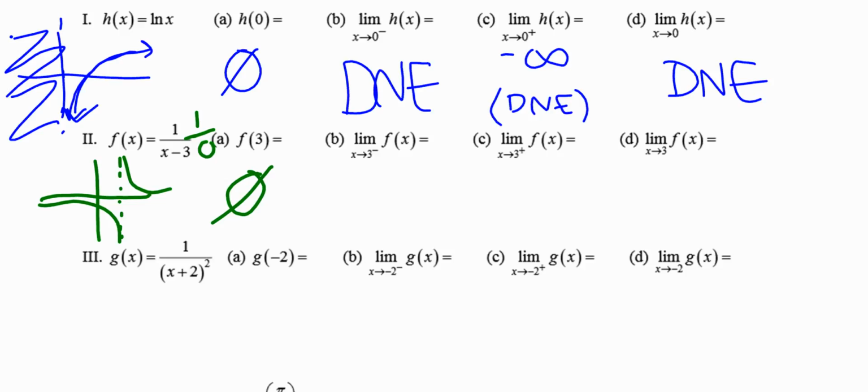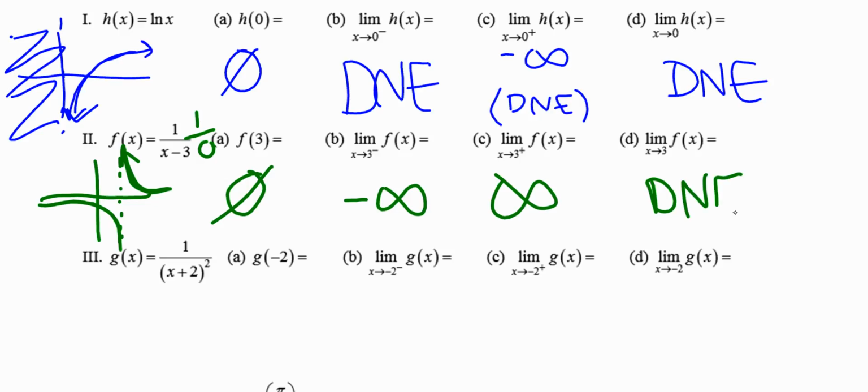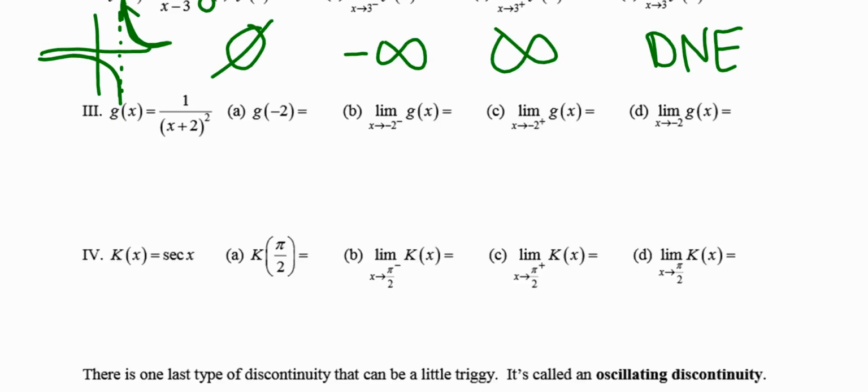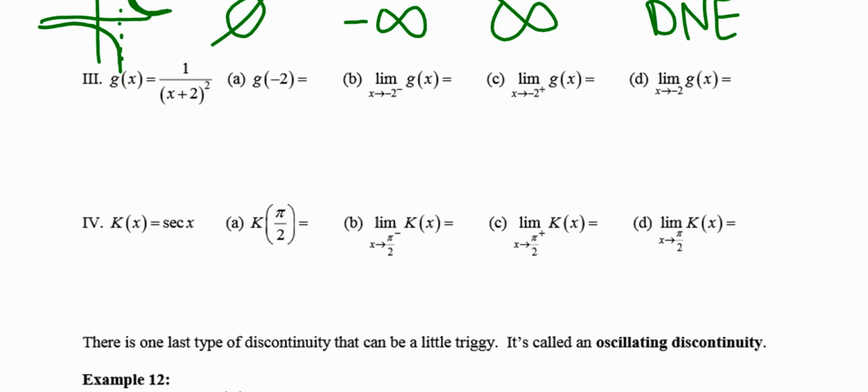So as x approaches 3 from the left side, we get negative infinity. As x approaches 3 from the right side, that's this way, positive infinity. The limit as x approaches 3 does not exist. Okay, this is our volcano graph.